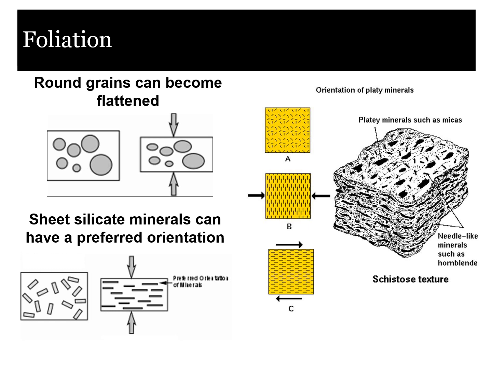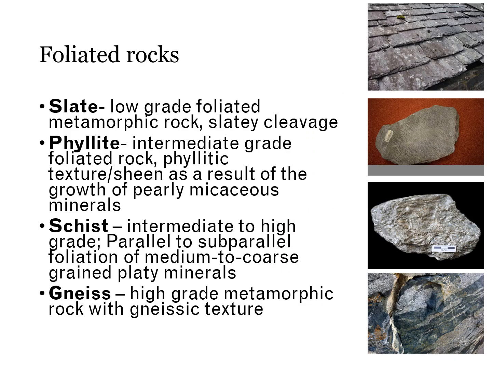Foliation occurs where rounded grains can become flattened and minerals can have a preferred orientation. Usually, you have confining pressure and differential stress, which allows these minerals to flatten and align themselves towards the plane of least resistance. Examples of foliated rocks are slate, phyllite, schist, and gneiss.